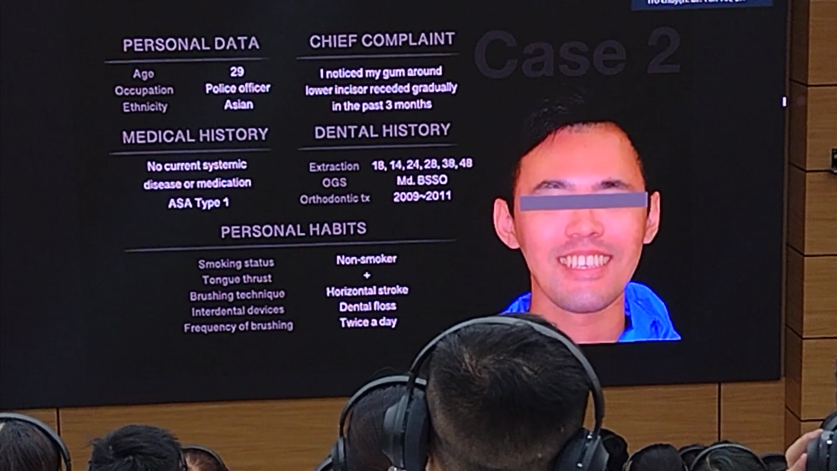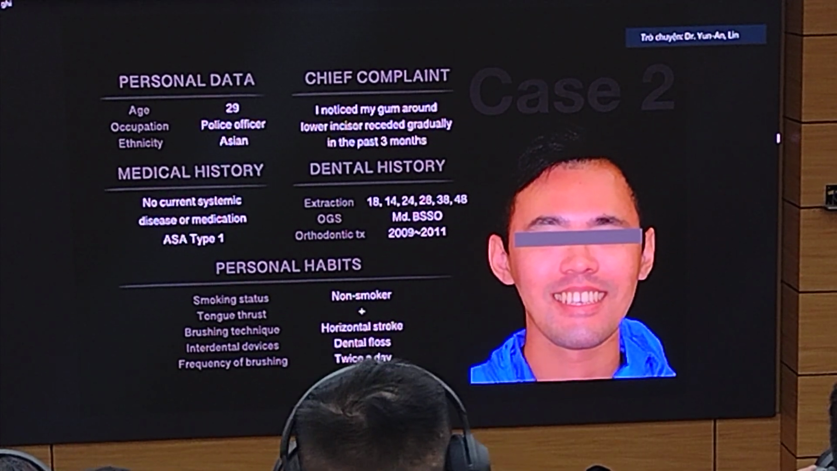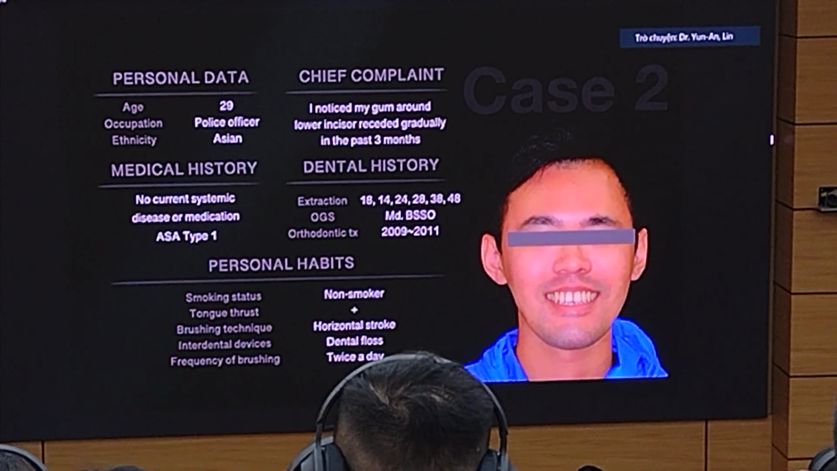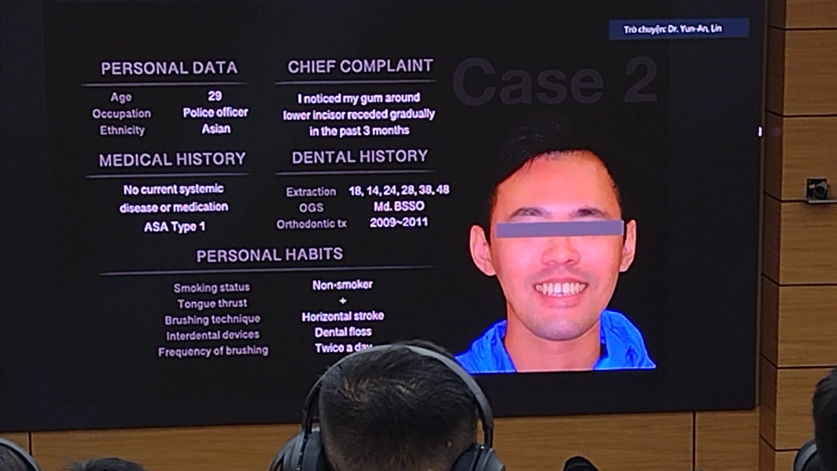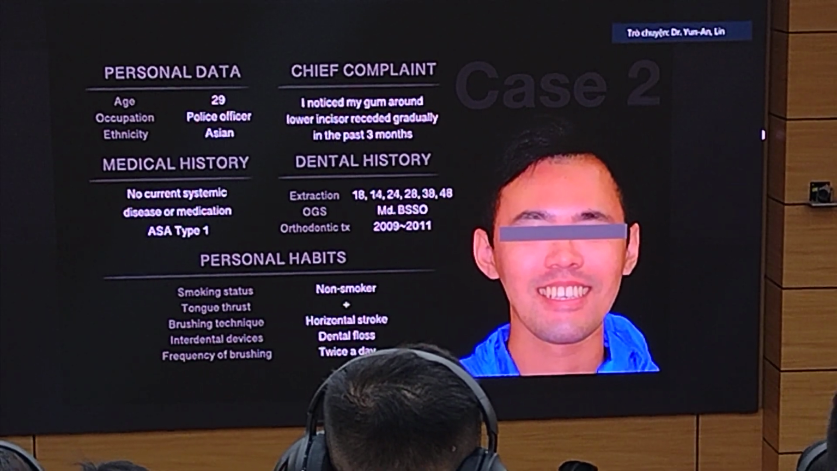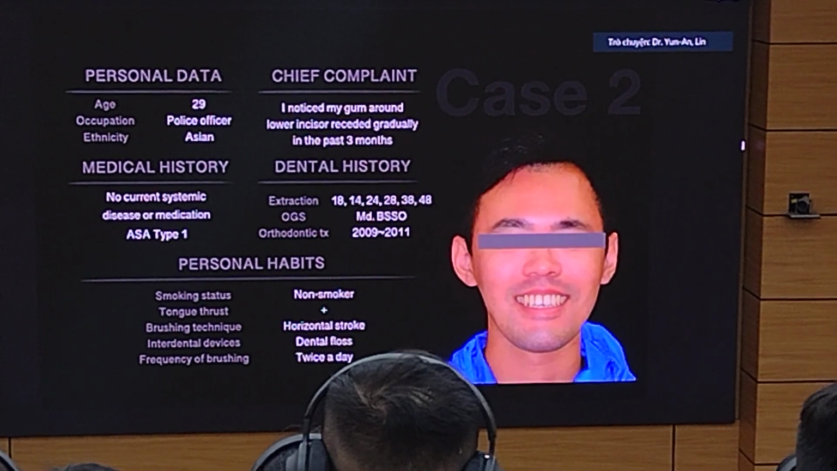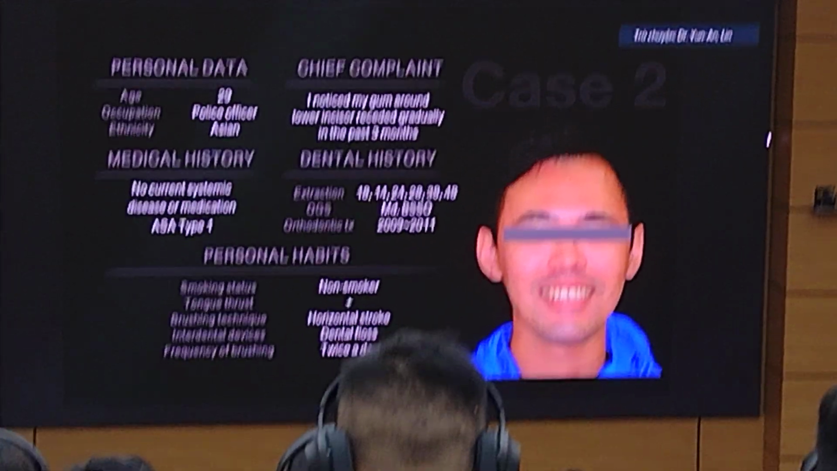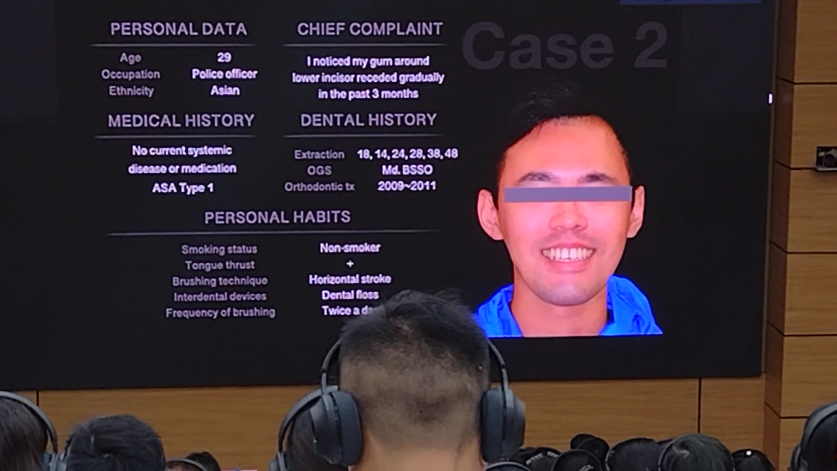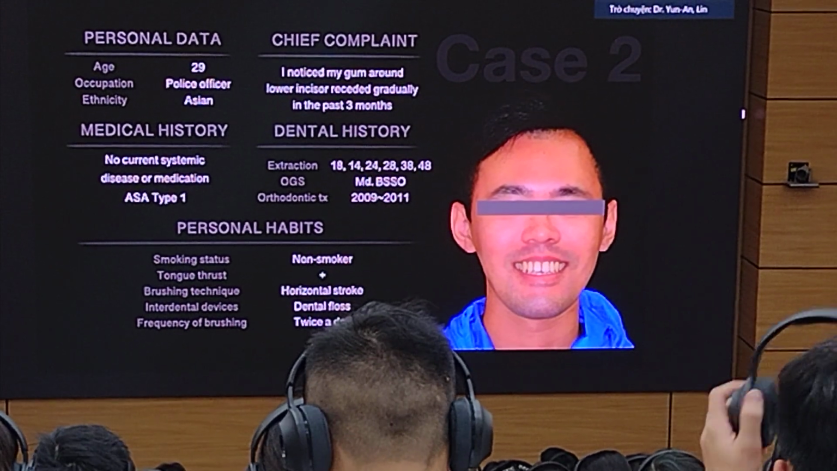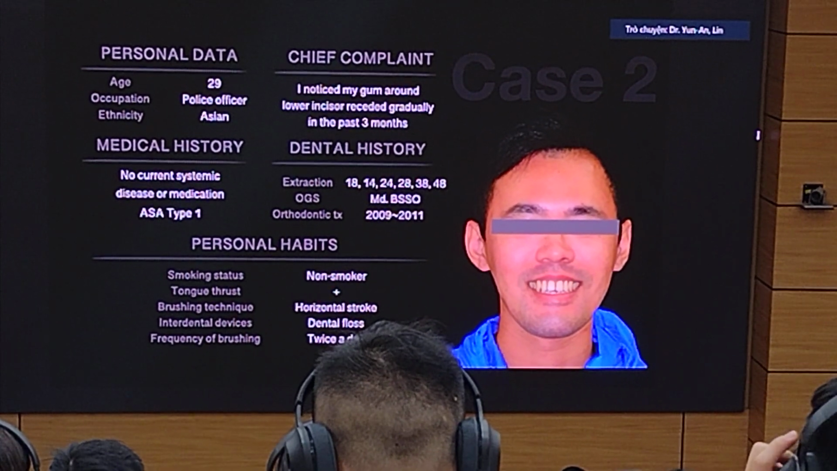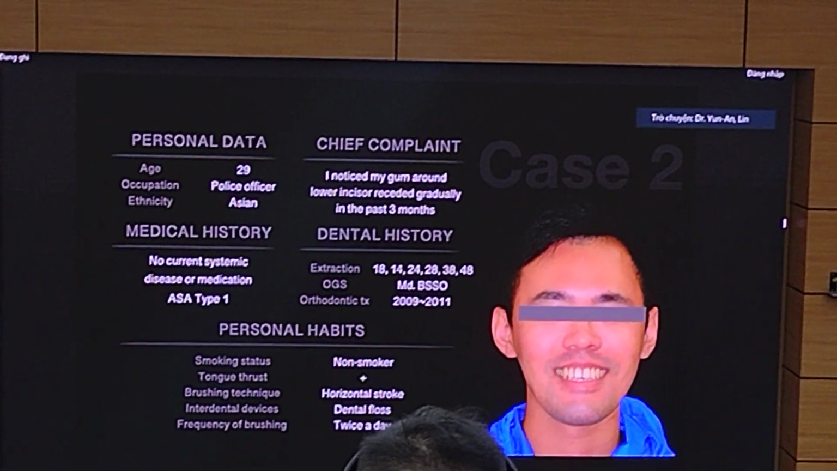This is my patient, Mr. O, a 29-year-old police officer. He was referred from the orthodontic department for consultation. He came to my clinic complaining of his gum around the lower incisors receding gradually in the past 3 months.